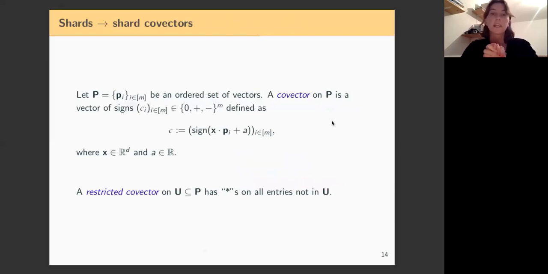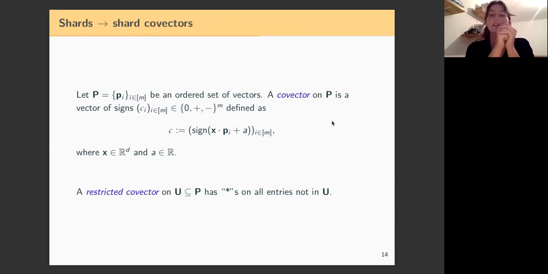Okay, so the idea is to take those shards and record them as covectors in the oriented matroid from the hyperplane arrangement. So if we have an ordered set of vectors, in this case, it's going to be the set of normals to the hyperplanes in the arrangement. A covector on that set is a vector of signs, like 0, plus or minus, such that we just take a chosen vector and we take the dot product with each of the vectors in our set, in this case, the normals, and we record the signs.